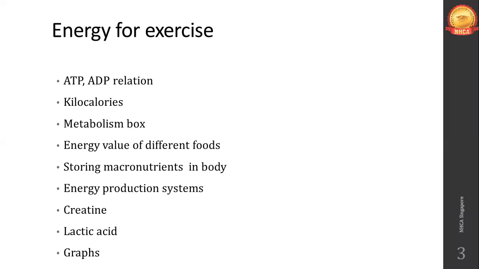What is creatine? A blue box is given about creatine. Read that. About lactic acid as well, a blue box is given. And all the graphs, the relation between all the graphs. Understand that.